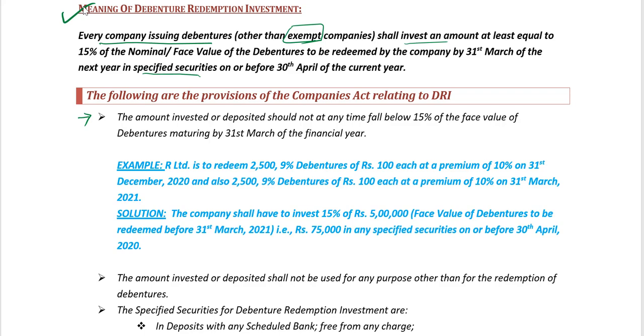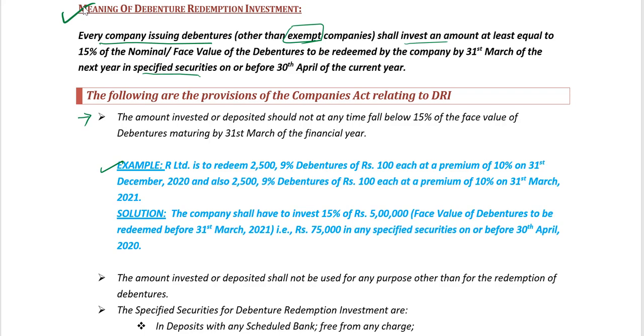The amount which is invested or deposited should not at any time fall below 15% of the face value of the debentures maturing by 31st March of the financial year. We'll understand this by means of an example.